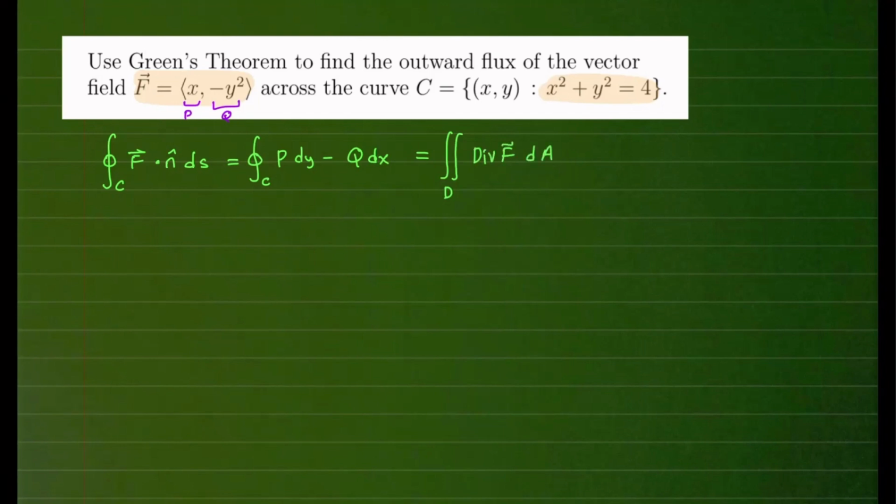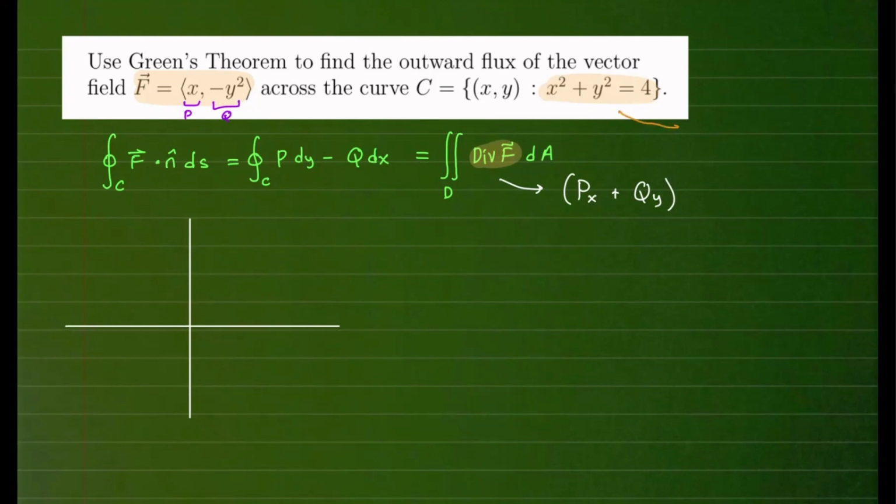Now divergence, we're going to define in the following way. The divergence of this field is P sub x plus Q sub y. That is what the divergence of the field is. Okay, so I'm going to show you how to calculate the outward flux of this vector field along this curve. So let's go ahead and draw the picture of our region and the curve C.